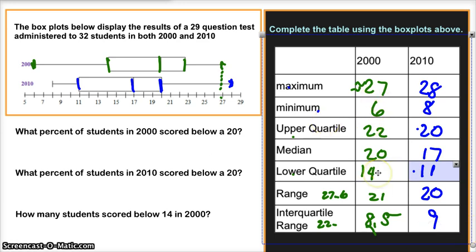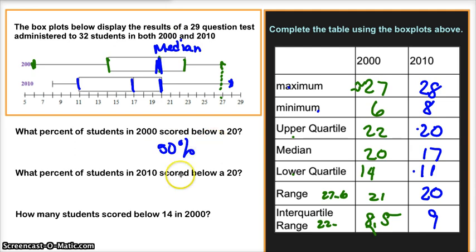It says, what percentage of the students in 2000 scored below a 20? So in 2000, let's find 20. It's right here. Notice that this is the median. Median means that it's 50%. So that means that 50% of the students have scored below 20. What percent of the students in 2010 scored below a 20? Well, here's the 20 in 2010, and notice that this is the upper quartile, so that means 75% of the students scored below a 20, and you can kind of see the way that the boxes are skewed.